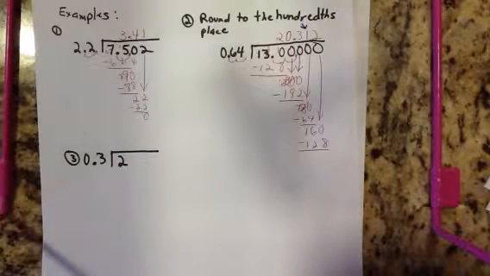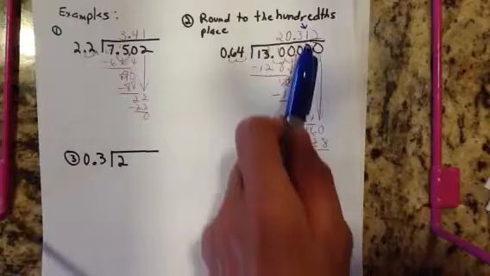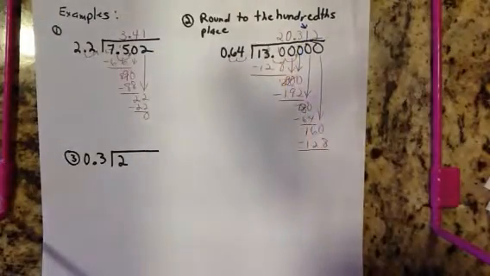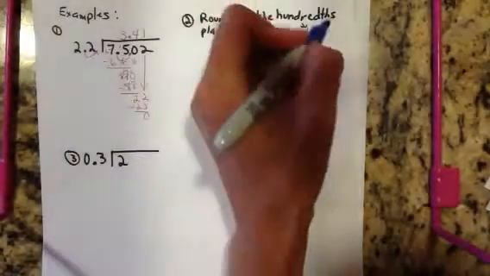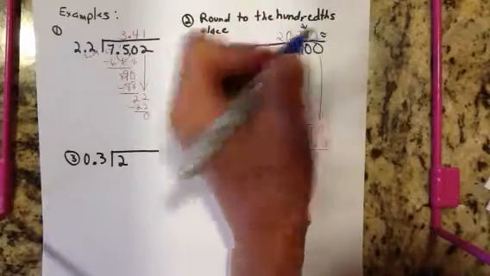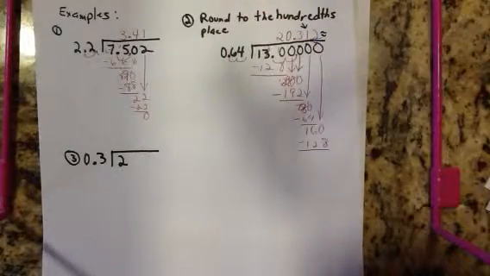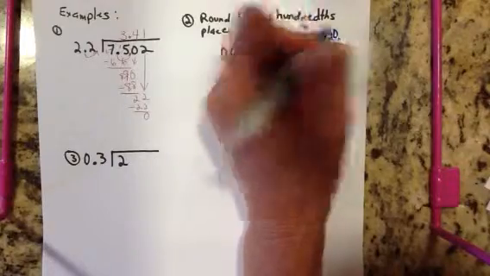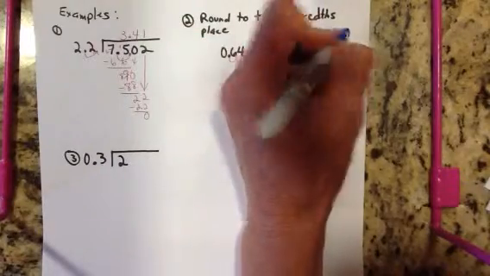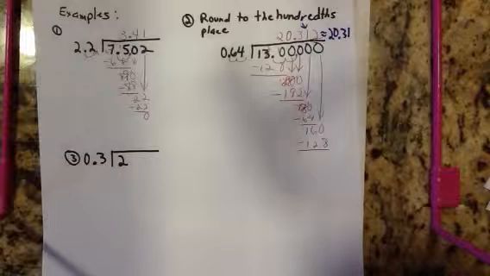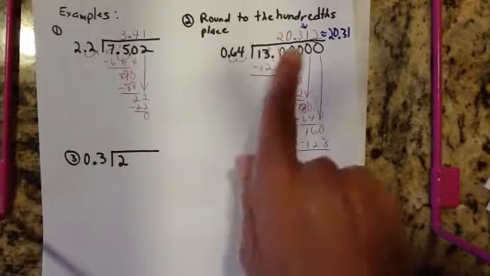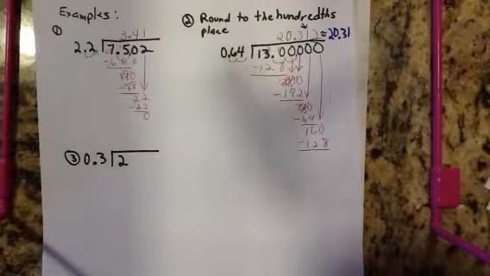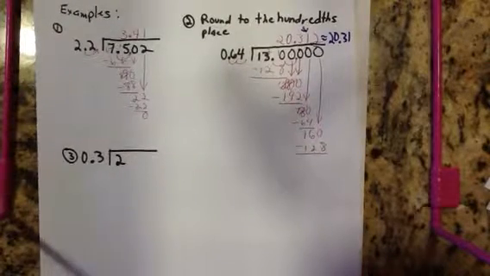And remember the little rule, 4 or less, let that number rest. 5 or more, raise the score. So your wavy equals means I've got a rounded number or an approximate number. So this is approximately 20.31. We're going to let that number rest. And 5 or more, you raise the score. So anyway, there we go. That one's done. Now let's look at another example.